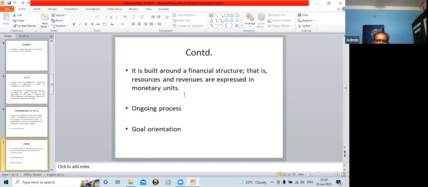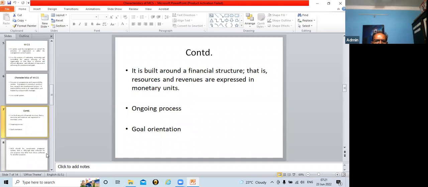Can we express job satisfaction in terms of money? Can you hear me? So no, job satisfaction cannot be expressed in money.